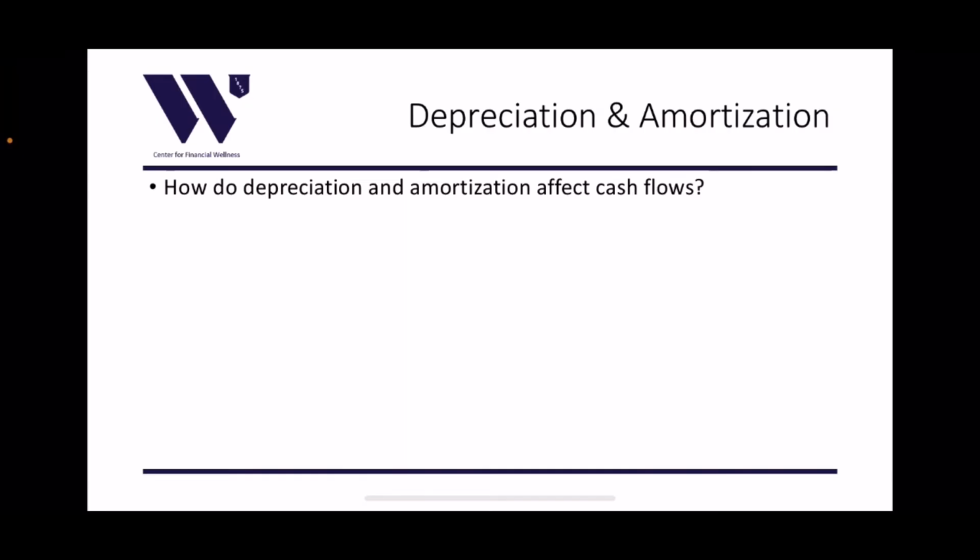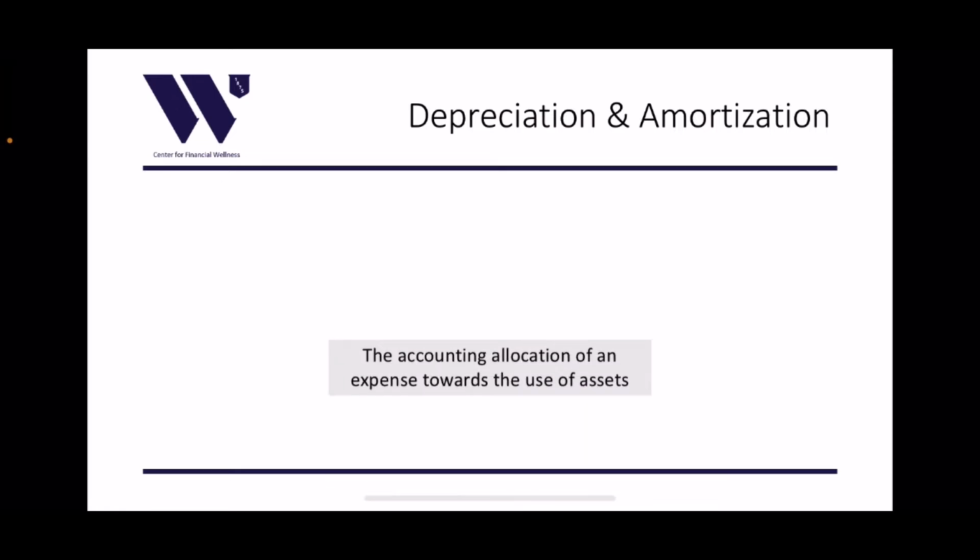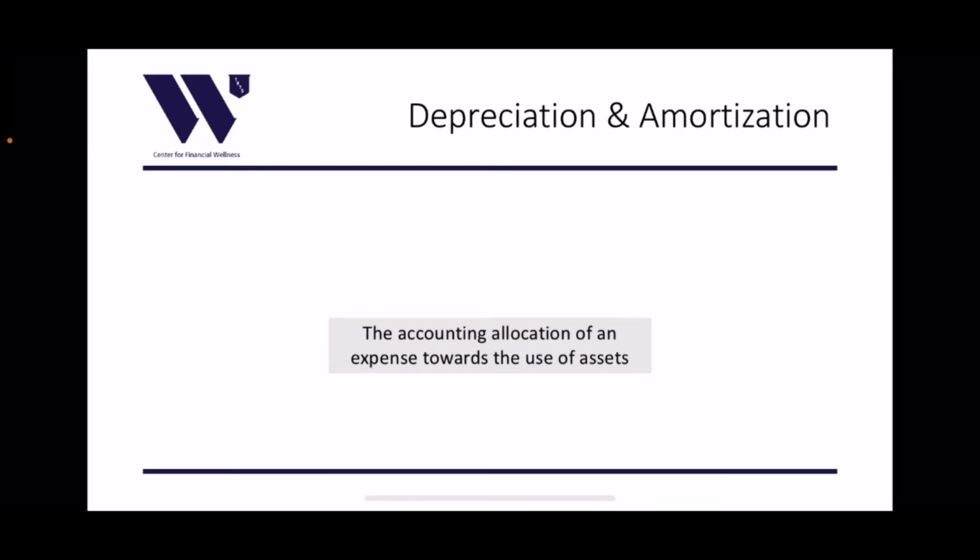In today's video lesson, we'll be looking at the question of how do depreciation and amortization affect cash flows? To answer that question, we'll look at what depreciation and amortization are, what their effect on taxes is, and then we'll do a separate video on how we actually calculate depreciation and amortization. We'll first begin by looking at the definition for depreciation and amortization. It's simply stated as the accounting allocation of an expense towards the use of assets. That might not make a whole lot of sense, but we'll put it into context really quickly.